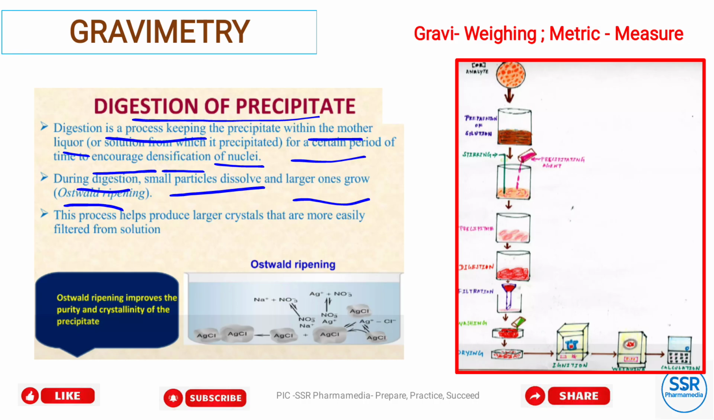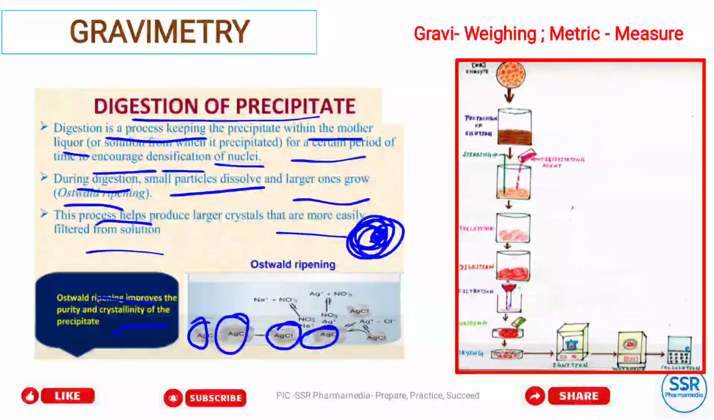Small particles dissolve and aggregate together and form large crystals. This is called Ostwald ripening. This process helps produce large crystals that are more easily filtered from the solution. Ostwald ripening improves the purity and crystallinity of the precipitate. The small crystals are called nuclei, and they join or aggregate together to form a large crystal, so that the adsorbed impurities are reduced.